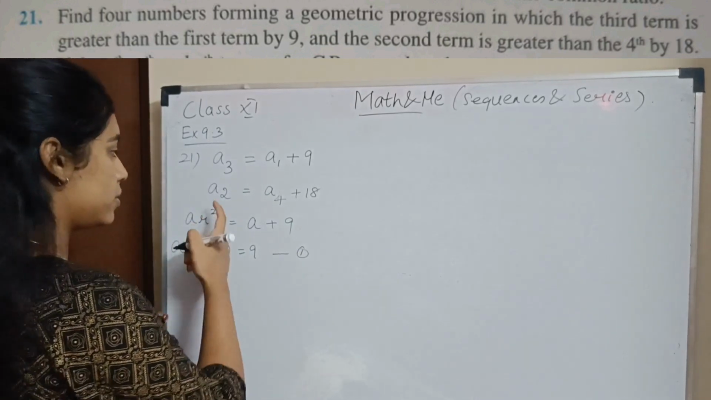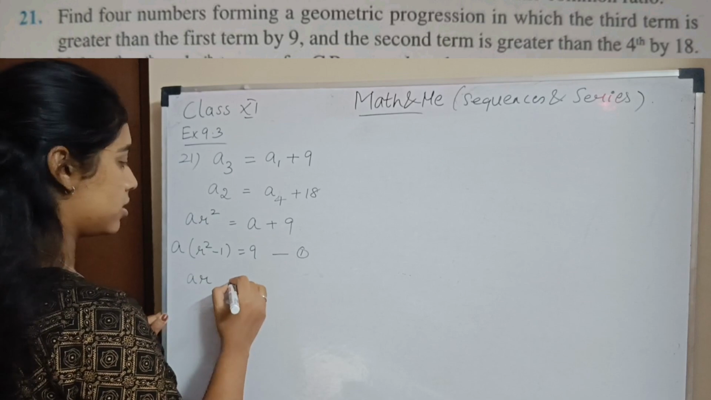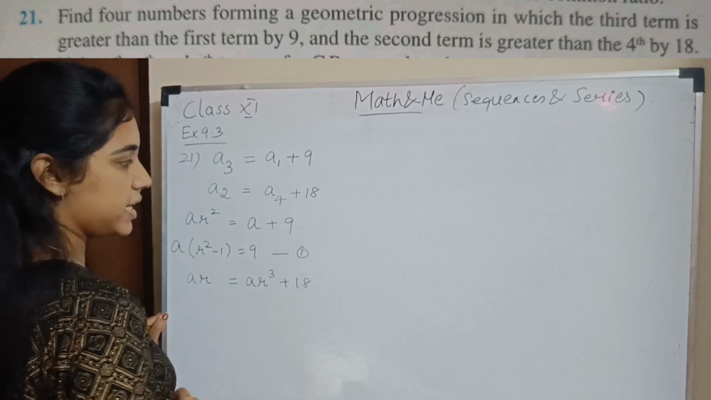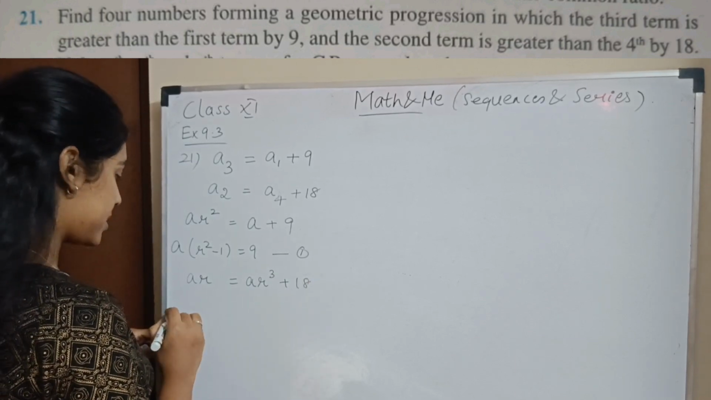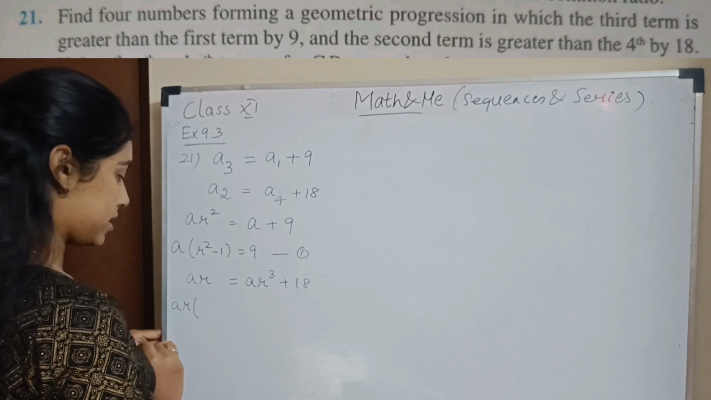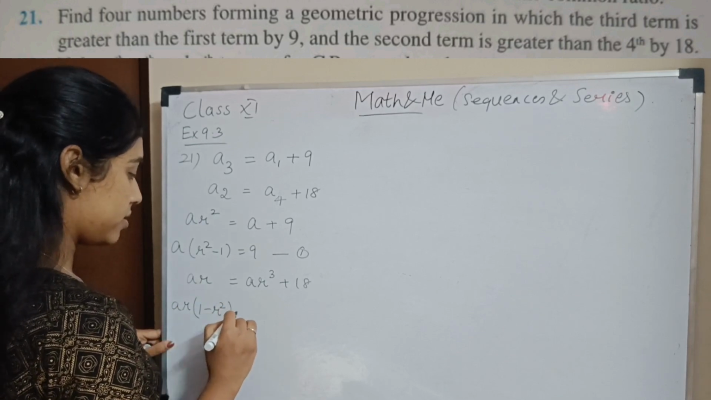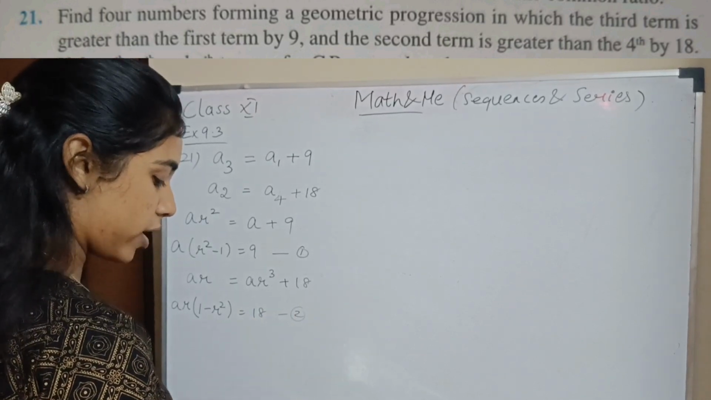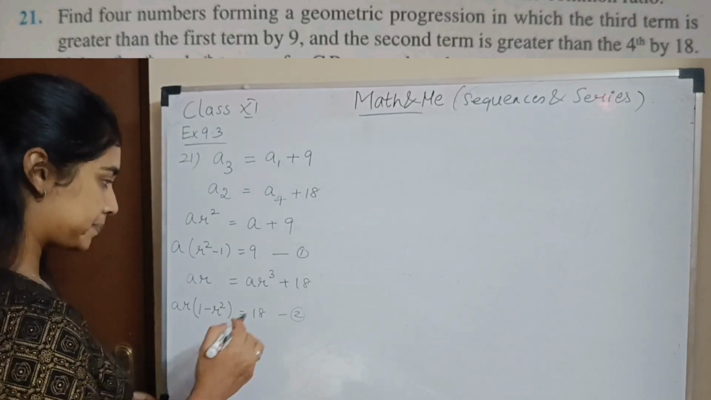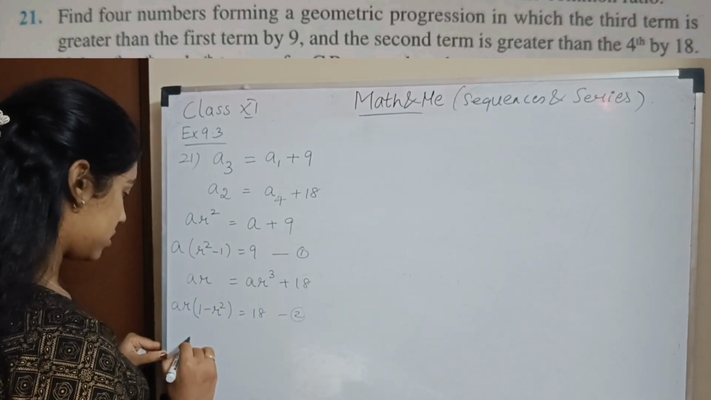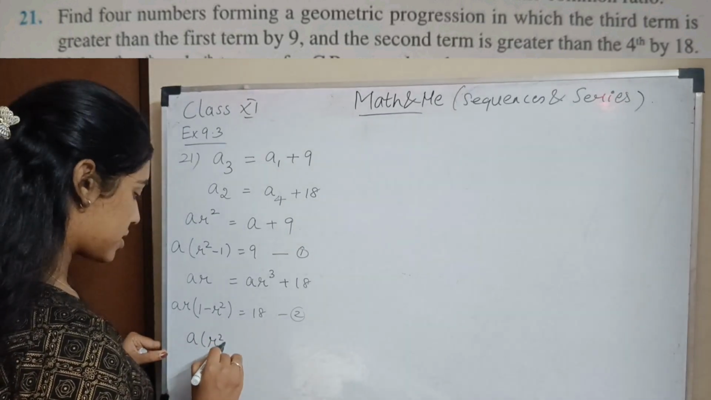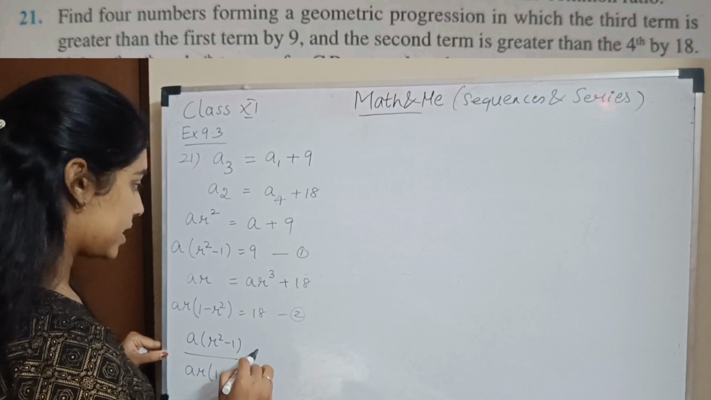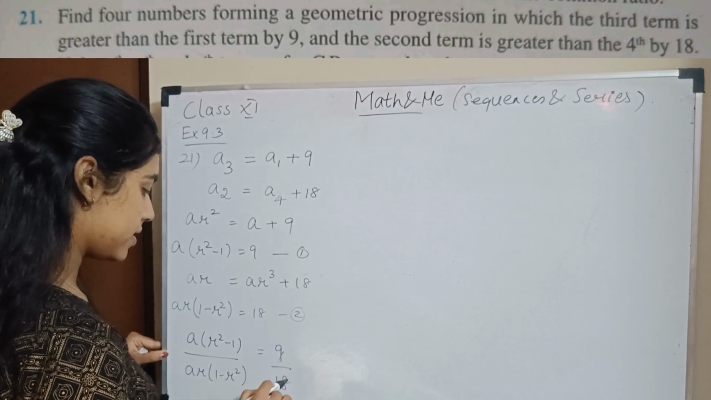Now I'll take the other equation. What is A2? aR equals A4, aR cube, plus 18. And I bring it to the other side. I have aR times (1 minus R square) equals 18. This is my second equation. So let me divide equation 1 by equation 2. So what do I get? a(R square minus 1) divided by aR(1 minus R square) equals 9 divided by 18. This becomes 1 by 2.